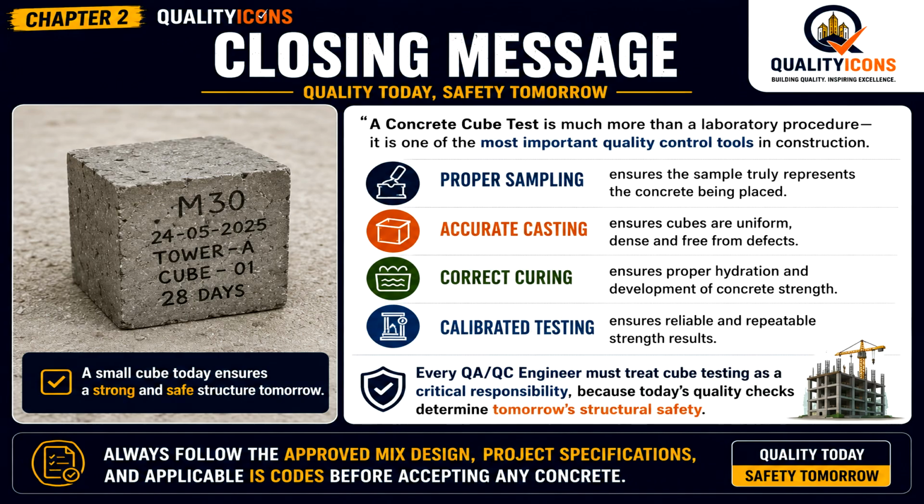The concrete cube test is much more than a laboratory procedure. It's one of the most important quality control tools in construction. Everyone knows cube sampling and cube testing, but it's very important, guys. Proper sampling, accurate casting, correct curing, and calibrated testing ensure reliable strength results that truly represent the quality of the concrete. Every QA/QC engineer has the responsibility to maintain these standards because today's quality checks determine tomorrow's structural safety and integrity. Always follow the approved mix design, project specifications, and applicable IS codes before accepting any concrete.